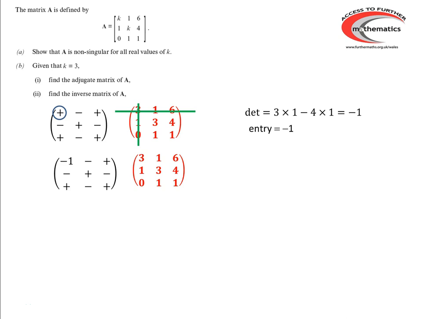So let's now move on to the second entry in the top row. Cross out the corresponding row and the corresponding column. We're left with the matrix 1, 4, 0, 1. Work out the determinant of that. 1 times 1, take away 4 times 0 is 1. The entry is a minus in this case. So the entry in the grid matrix is a minus. Therefore, what we've got to put in is the negative of the determinant. In this case, we've got to put in an entry of -1.